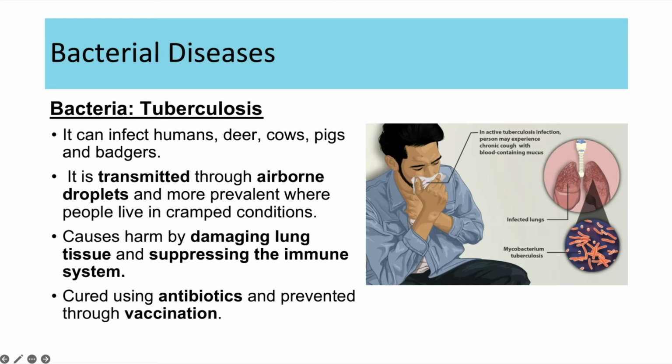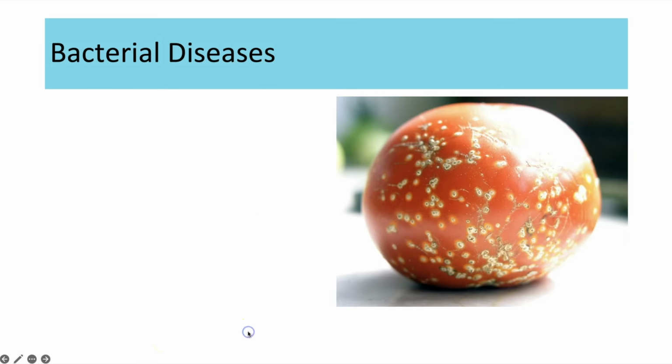So the first disease we're looking at is a bacterial disease, caused by the pathogen bacteria, and it's tuberculosis. It can infect humans, deer, cows, pigs and badgers. It's transmitted through airborne droplets and it's more prevalent where people live in cramped conditions because of that mode of transmission. It causes harm by damaging lung tissue and suppressing the immune system, but it can be cured using antibiotics because it's caused by bacteria, and it can also be prevented through vaccination.